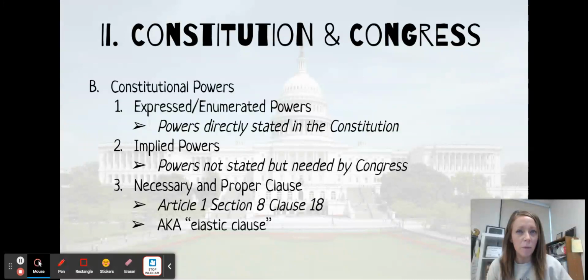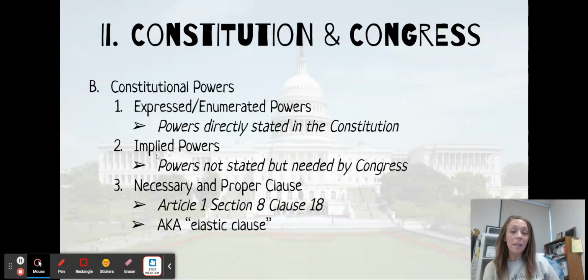Think of an express power that Congress has. See if you can jog your memory. Did you get one? Go ahead and write it down in your notes. And if you didn't get one, here's an example for you. An express power is the power to declare war. Congress has the authority to do that, okay?